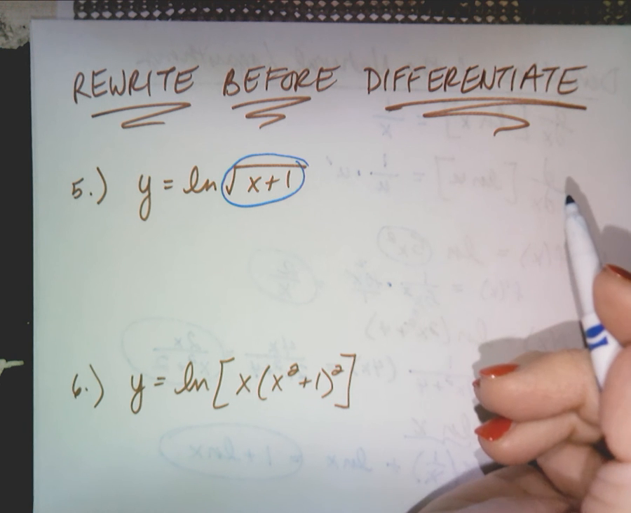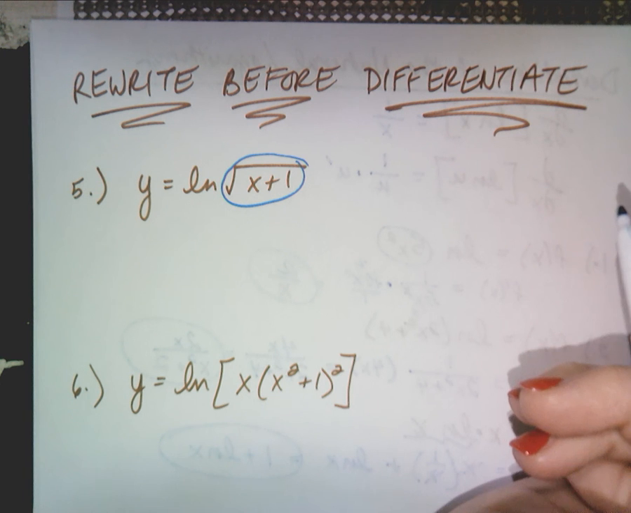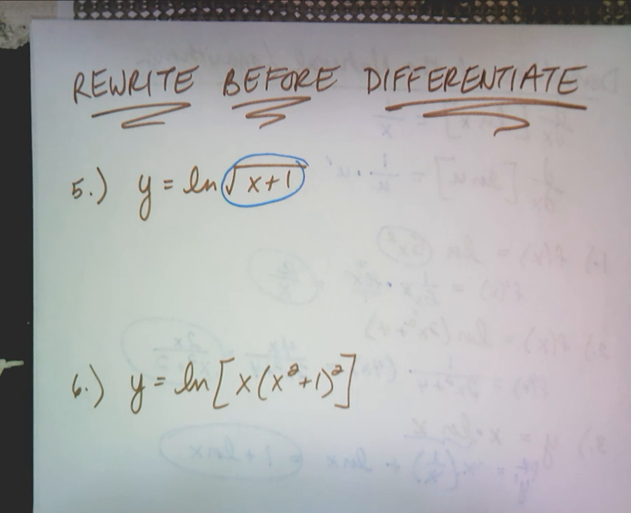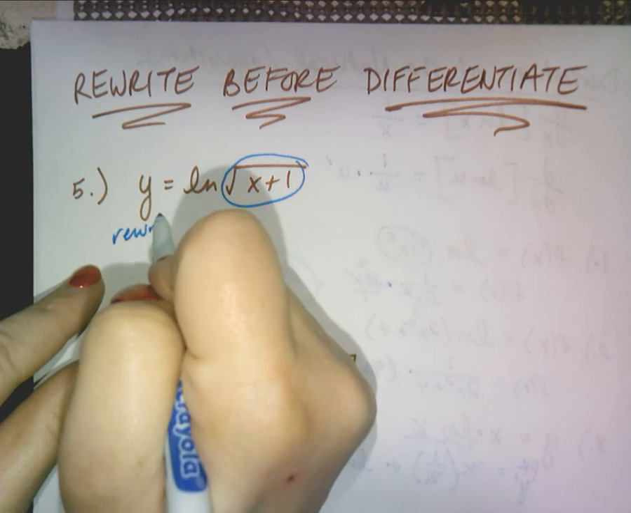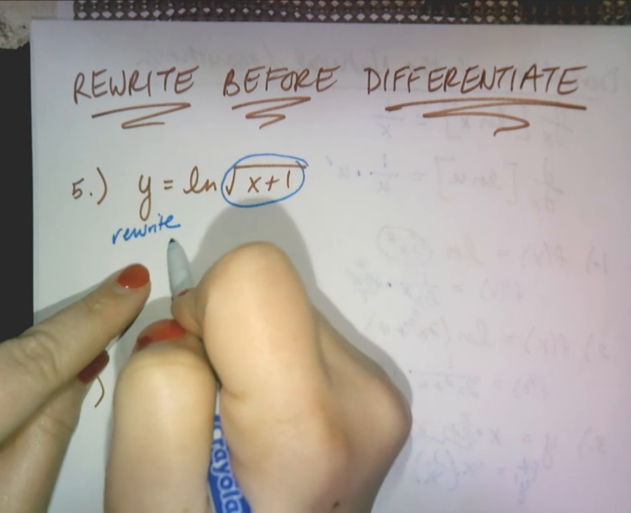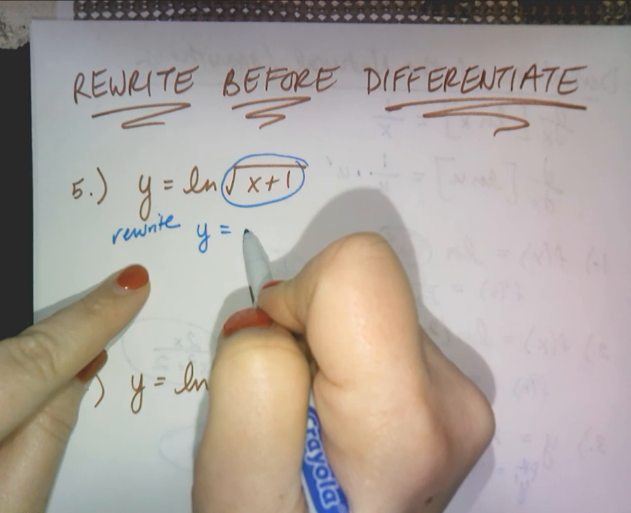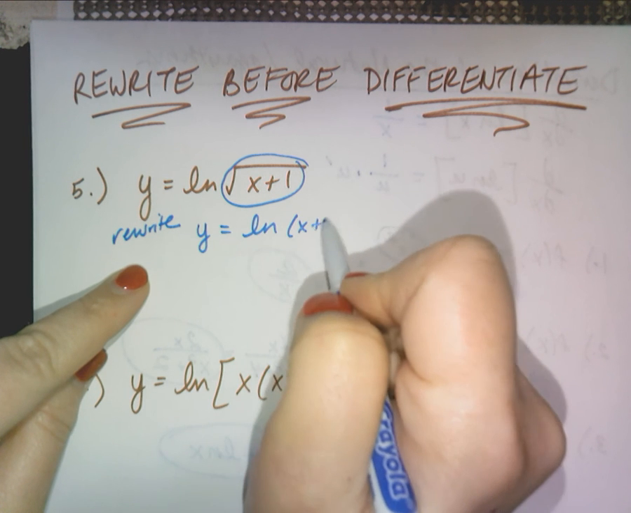Go back to remembering you are allowed in logs to what's called expand them. Expanding a log is so much easier to take the derivative of. It's the same as trig. It's much easier to take the derivative of cosine 2x than it is to take the derivative of sine squared x minus cosine squared x. So if I rewrite this, I'm not taking the derivative yet. I'm just going to rewrite this as the ln of x plus 1 to the 1/2.